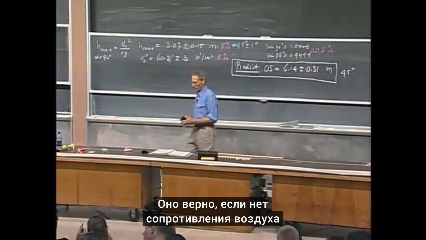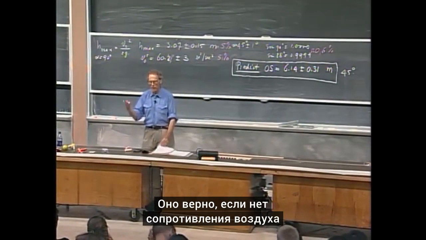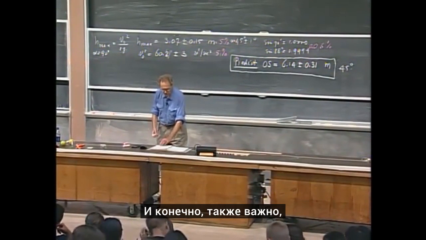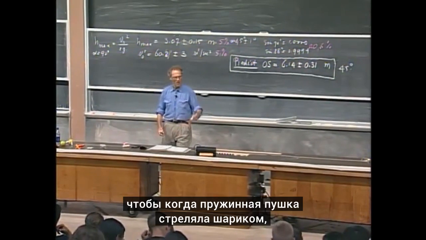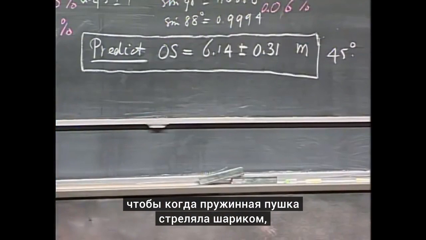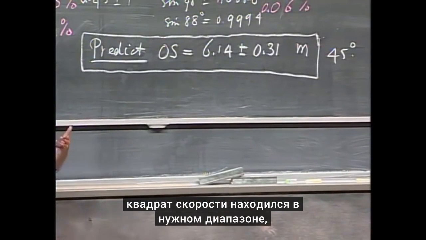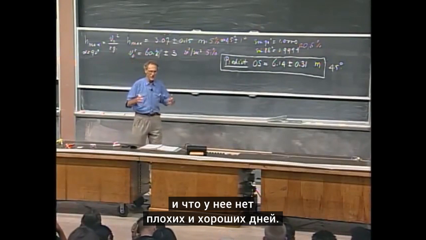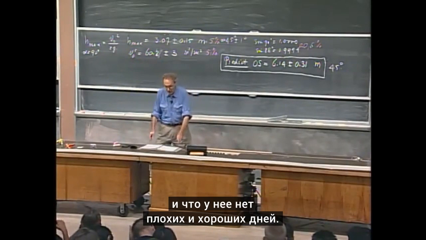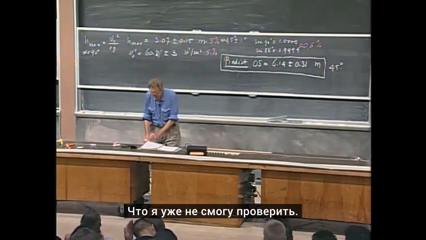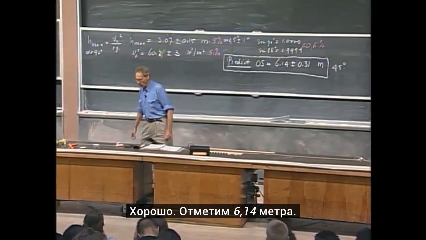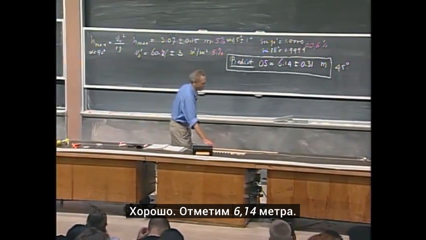This will only hold if there is no air drag, or if the air drag is negligible. And of course, equally important, that spring gun, when the ball comes out, that the velocity squared is indeed within the range that we have assumed, and that it doesn't have bad days and good days. There's no way I can check that anymore. All right? So we're going to mark the point 6.14.